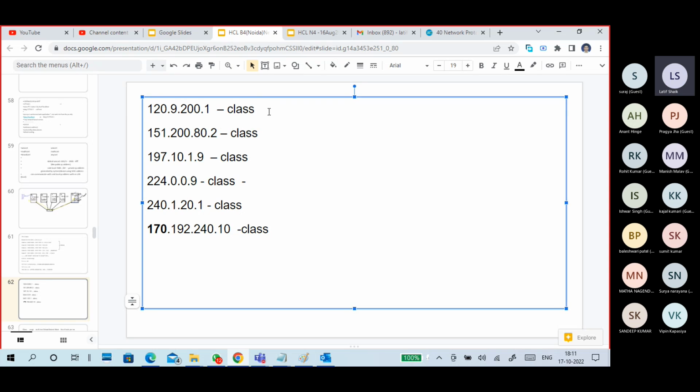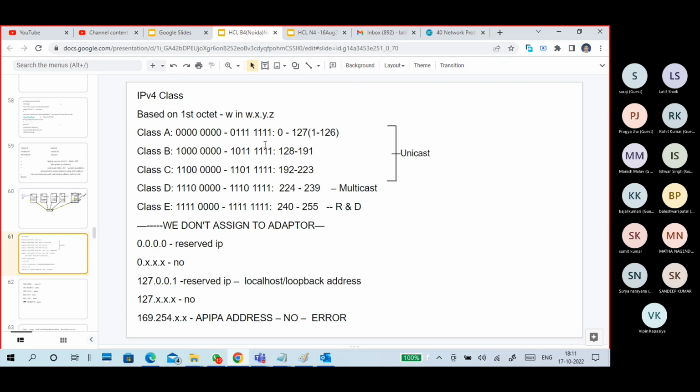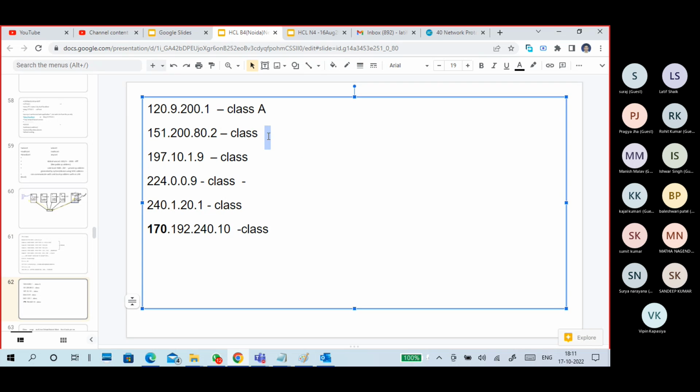What is the first one's class? 120.9.200.1. Okay, class A, very good. 120 is between 0 to 127, so it is class A. Tell me about the second one: 151.280.2.